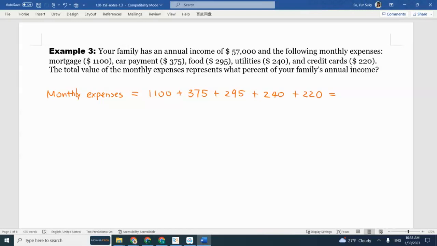So what number did you get? 2,230? Oh, thank you. Okay, so that is the monthly expense. How about the annual expense? Okay, annual expense. How many months in a year? 12. So if you multiply by 12, what do you get?